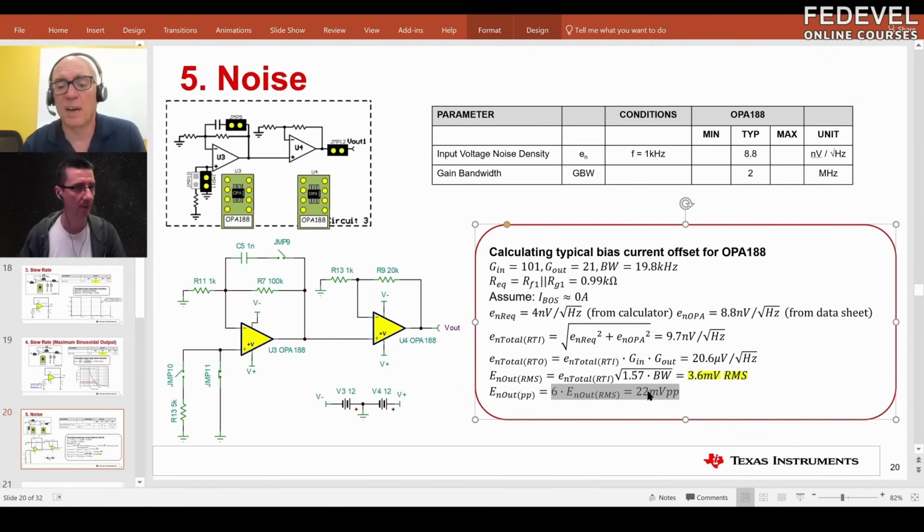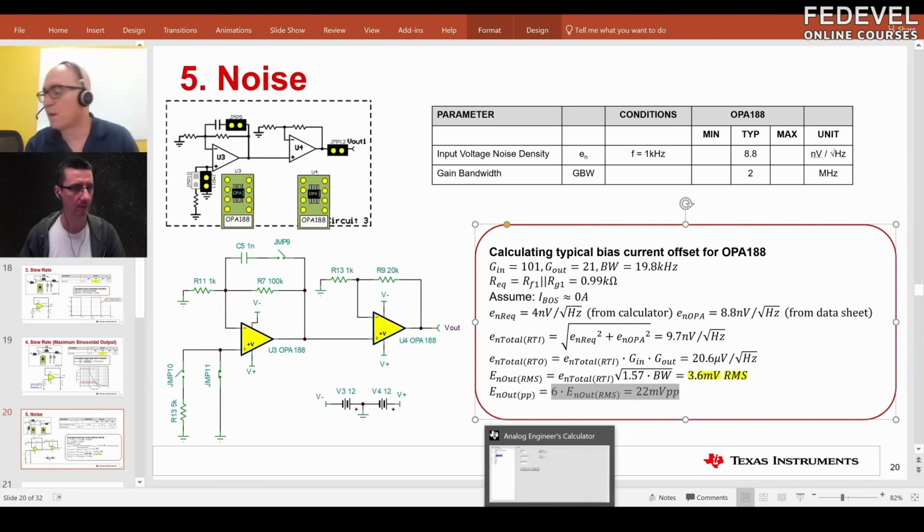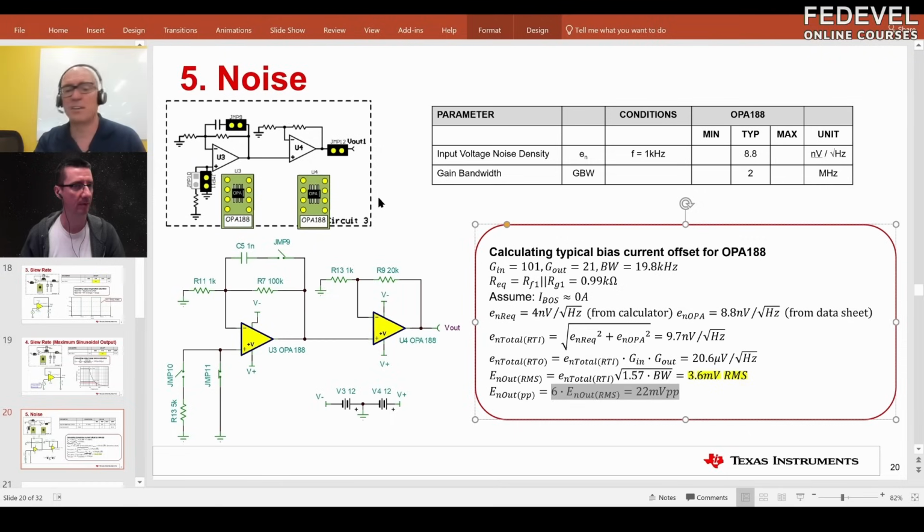And so the total noise is going to be about 3.6 millivolts RMS, which on a peak-to-peak scale should be about 22 millivolts. So it should show up on the scope quite well. Let's go ahead and put in these circuits. Let me turn off the power and signal on this.